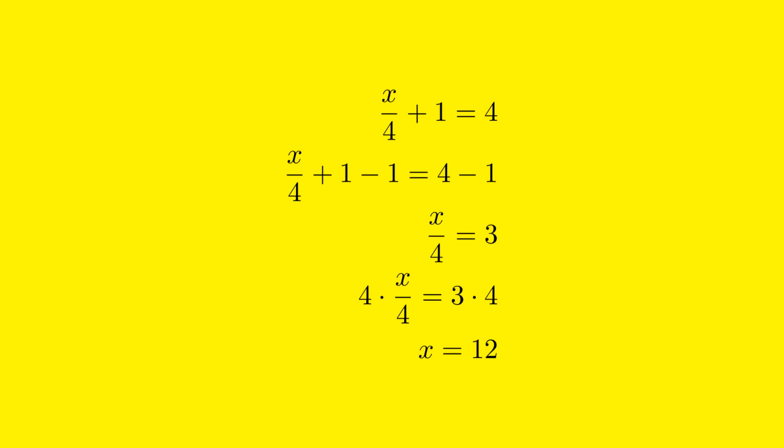This gives us x on the left side and 3 times 4 on the right side. Multiplying 3 by 4 gives us 12. Therefore, we have x equals 12. This means that x is equal to 12, and we have isolated x and found its value. So the solution to the equation x divided by 4 plus 1 equals 4 is x equals 12.